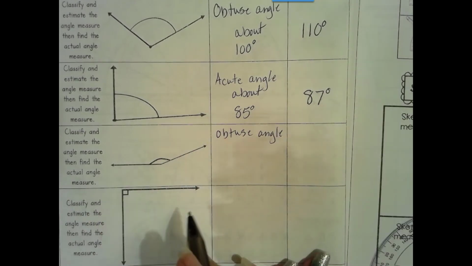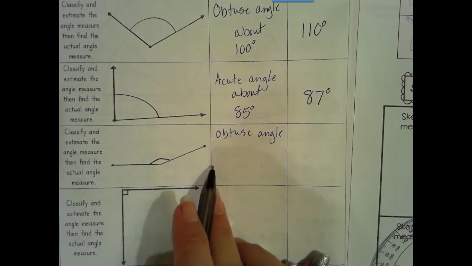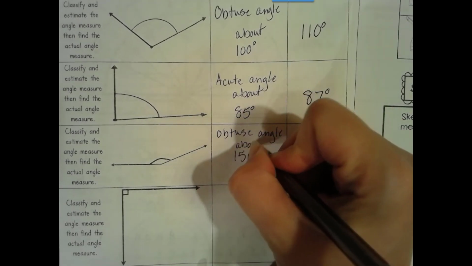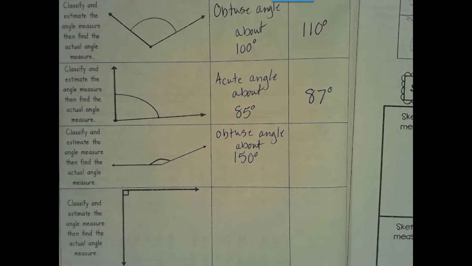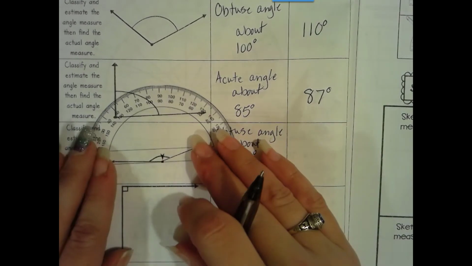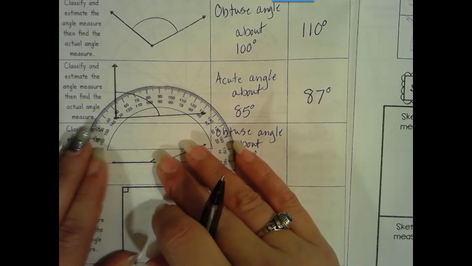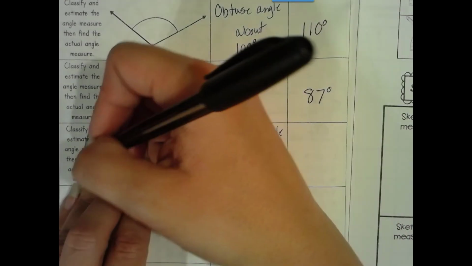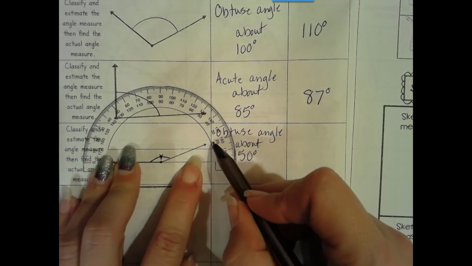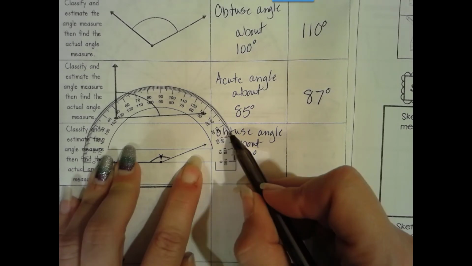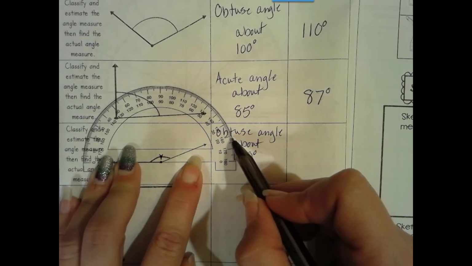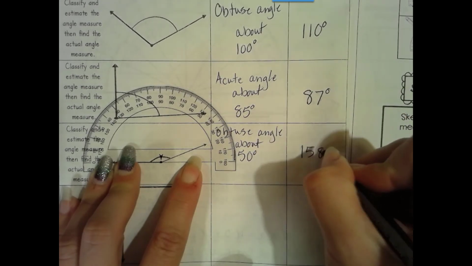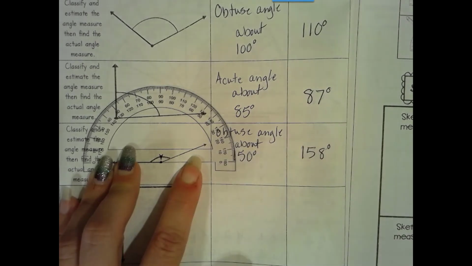And that looks pretty big. It's closer to a straight angle of 180, so I'm going to say it's about 150 degrees. That's my estimate. I'm going to put this point on the vertex. I'm going to line up. Since I'm using this side, I'm using the top set of numbers. It actually looks like it's pointing closer to 160, pretty close to that. So I'm going to say it's a 158 degrees. It's pretty close to 160.